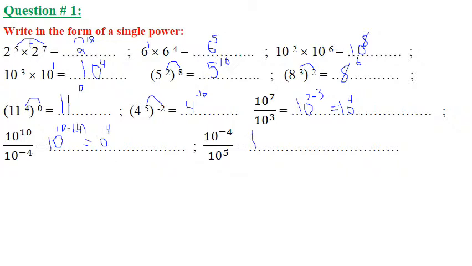Also here we get 10 to the power negative 4 negative 5, because when this gets up it becomes negative, so this is 10 to the power negative 9.